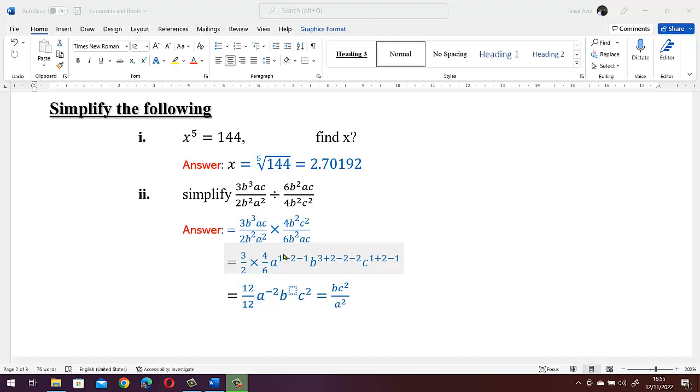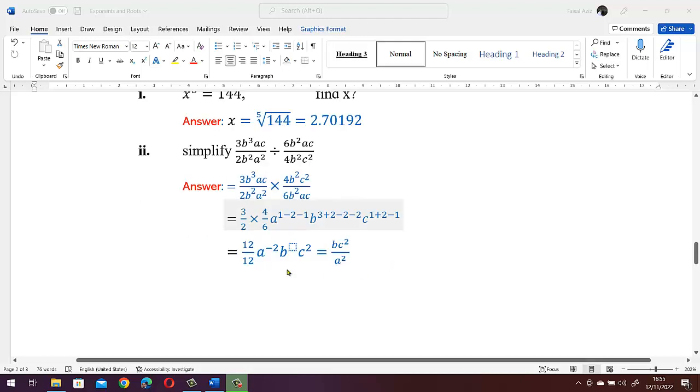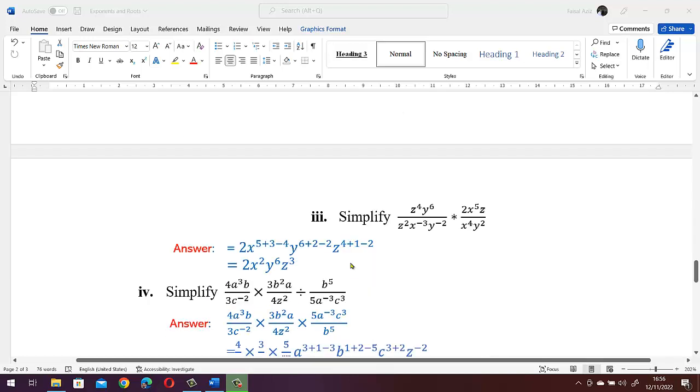So obviously when we add their power, it will become -2, and for this a it will become -1. Similarly the same operation I have performed for variable b, and the similar operation I have performed for variable c. So this will give us the final answer 12 upon 12 a power -2. B doesn't mention any power. The reason is that here -2 and +2 will cancel each other, and 3 minus 2 will give us 1. Normally we do not write 1. So finally we will get bc square upon a square.